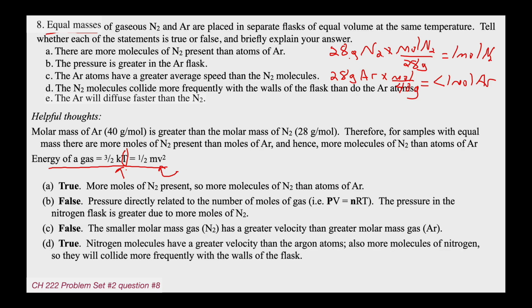Nitrogen molecules have a greater velocity, all right? They're smaller, so they go faster, and there's more molecules of them, so they collide more frequently. The flask doesn't have a chance. This is a great question because it really, I think, kind of nails the coffin on some of these kinetic molecular theory ideas when it comes to gases. And you can see the ideas. If you have more moles, you're going to have more pressure, but bigger molar masses go slower. Their velocity is less if the mass is greater, and vice versa.